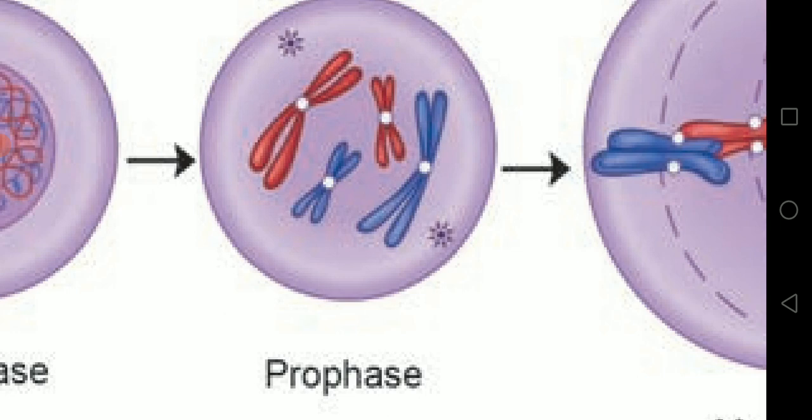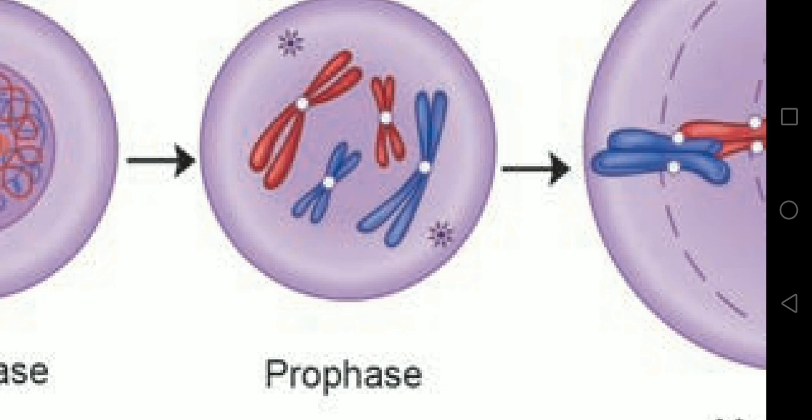The centrosomes split into centrioles and occupy the opposite poles of the cell. Each centriole is surrounded by aster rays.